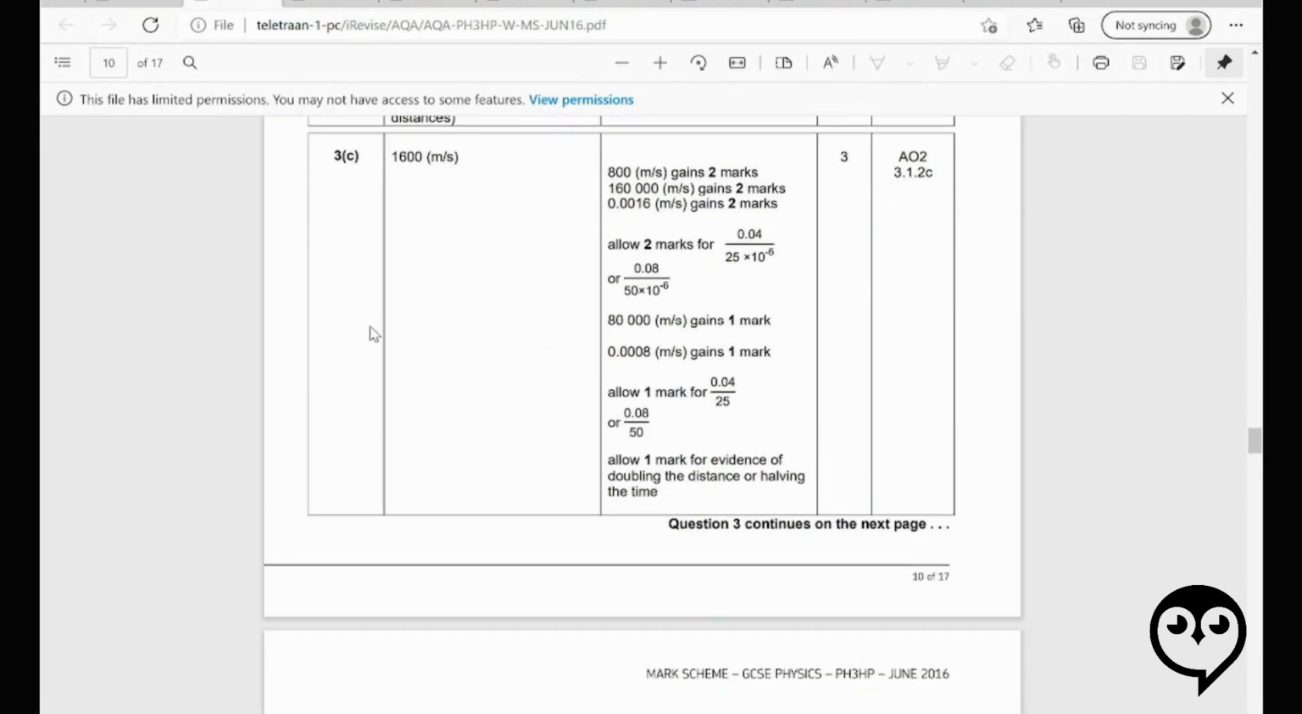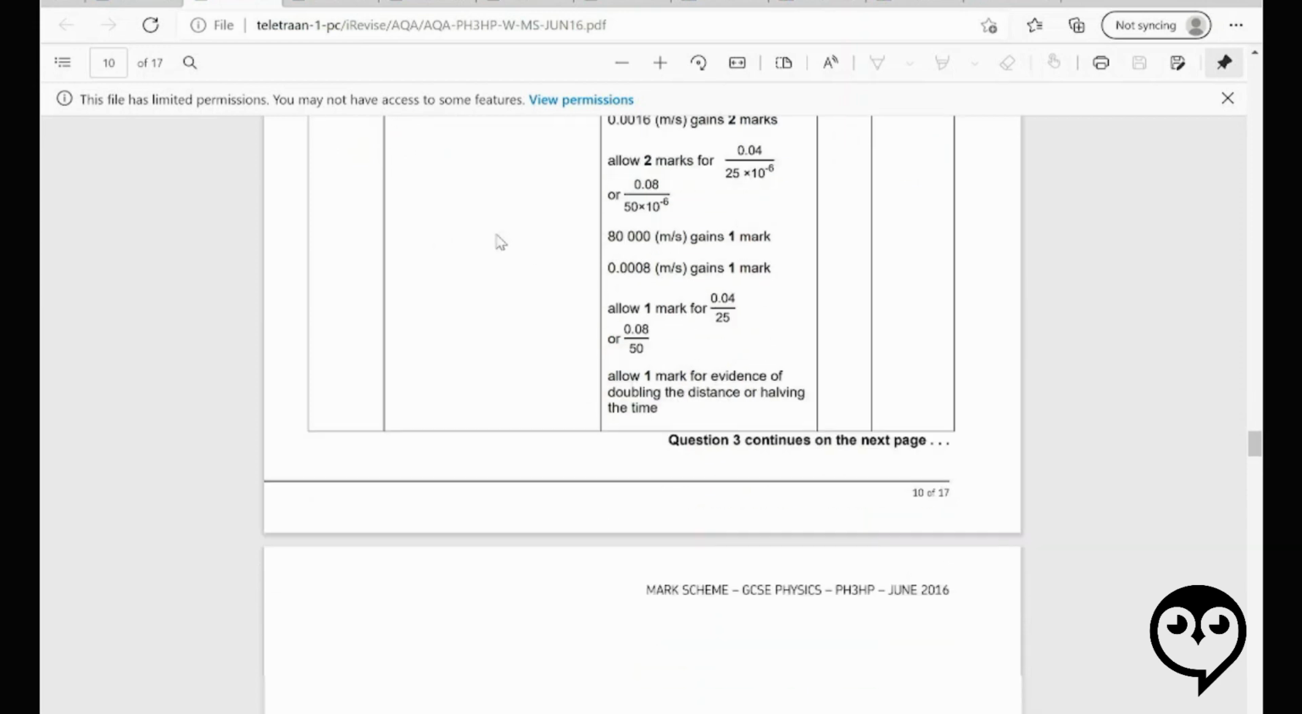So moving on, yes, your speed for C should be 1600 meters per second. So like I said, you have to change your 4 centimeters into 0.04 meters, divide by that time, and you should get the correct result there.